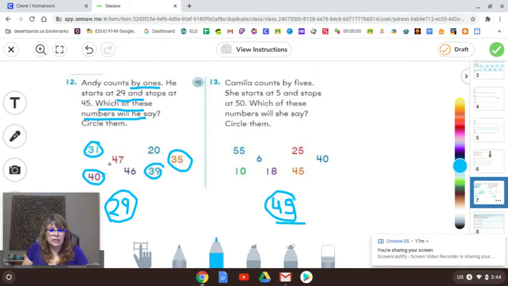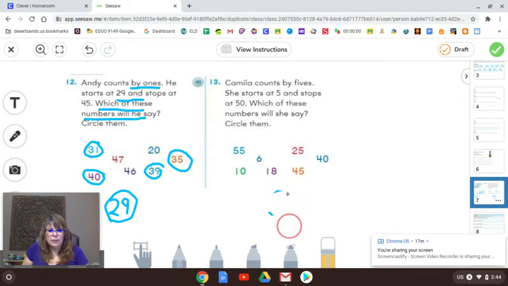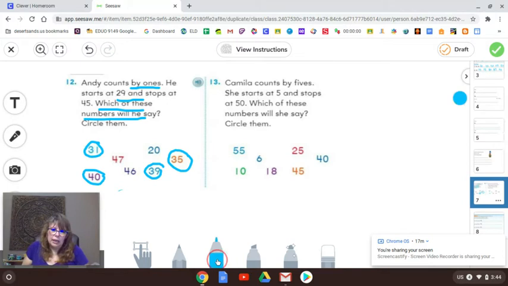So did I say these numbers? No. So those I do not check. So now I'm going to do the same. I'm going to read the next problem. And I'm going to see, I'm using the bottom part to help me where I'm going to start and where I'm going to start and stop.